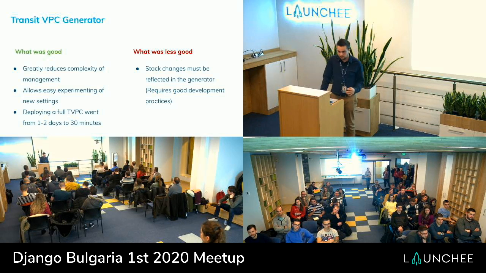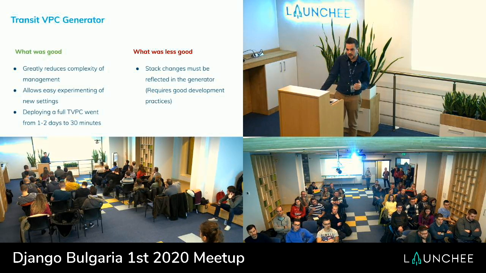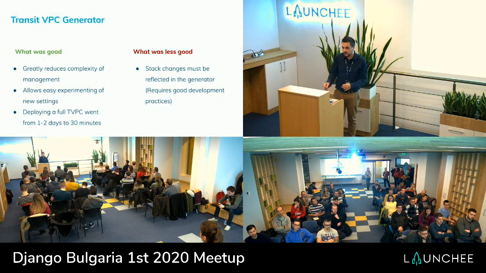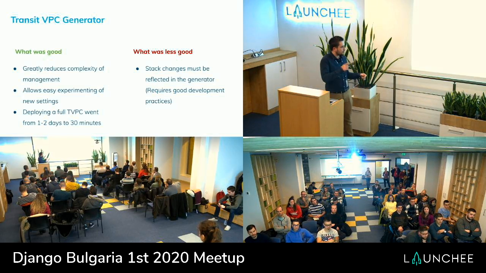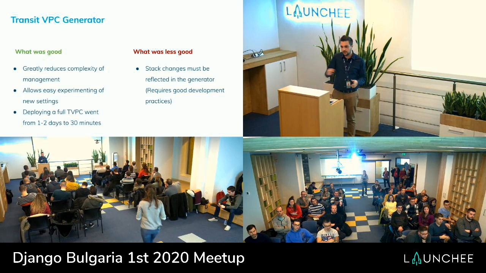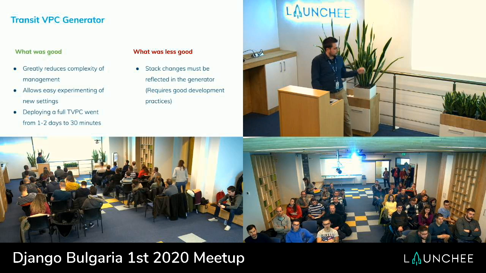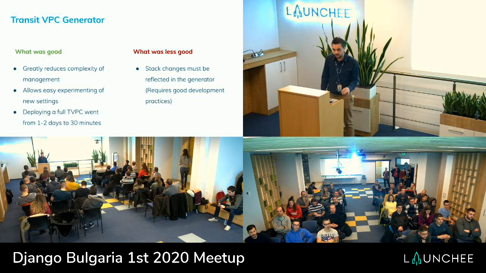So basically, we went from deploying a full transit VPC by hand, which was taking one to two days, as it was a lot of configuration, trial and error, because you always forget something. You might forget to tag a resource correctly, or you might make a mistake in the initial configuration to send to the Palo Alto. So yeah, we switched that from 48 hours to 30 minutes.